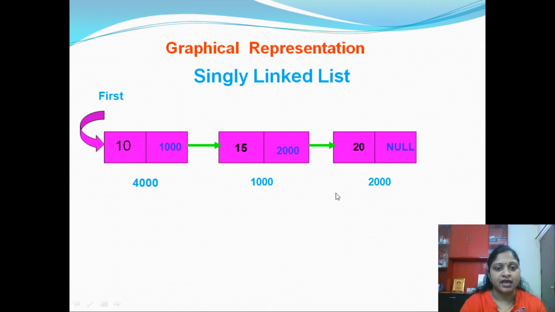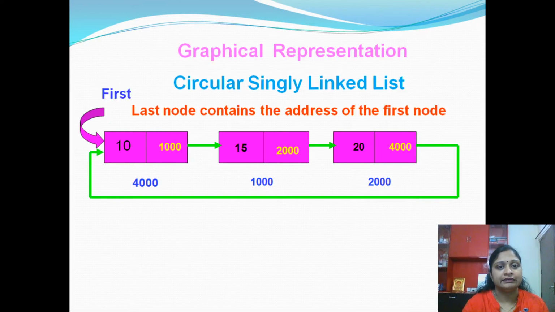You can understand this using an example. The memory address of the second node is 1000, and that 1000 gets stored in the address part of the first node. What is the address of the third node? The address of the third node is 2000, and we store that third node's address in the address part of the second node. So this is how we represent a singly linked list.